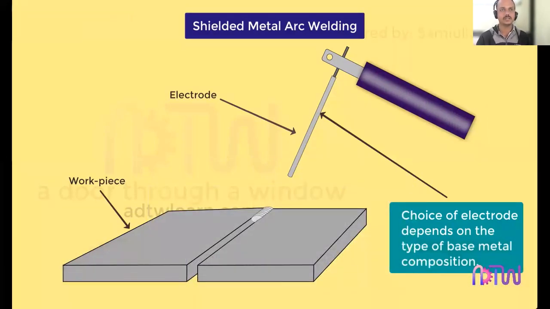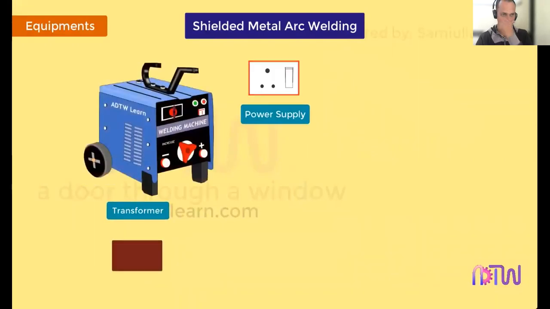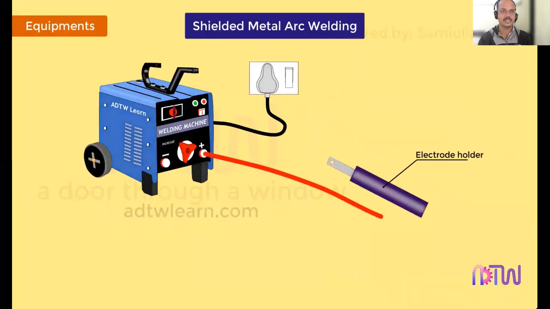The electrode is mostly made of carbide steels, but we can change the electrode as per the requirement or as per the workpiece metal. Equipment and components of shielded metal arc welding. Power supply: transformer. This one is the most common welding transformer. We connect the transformer, rectifier, or a DC generator to the electric current. The transformer may be DC or AC. Then the electrode holder.